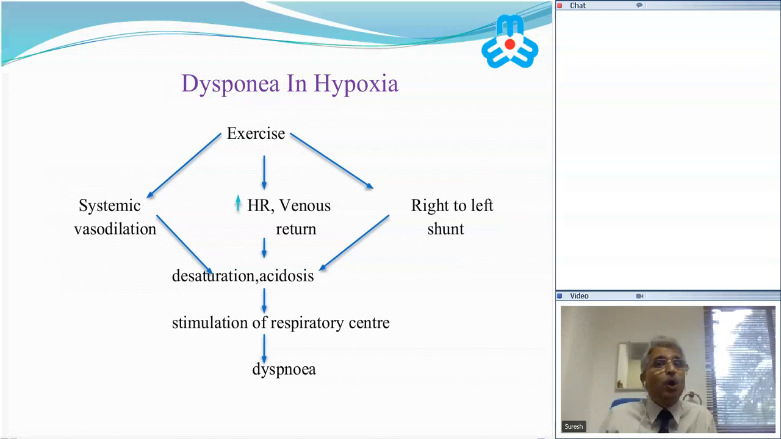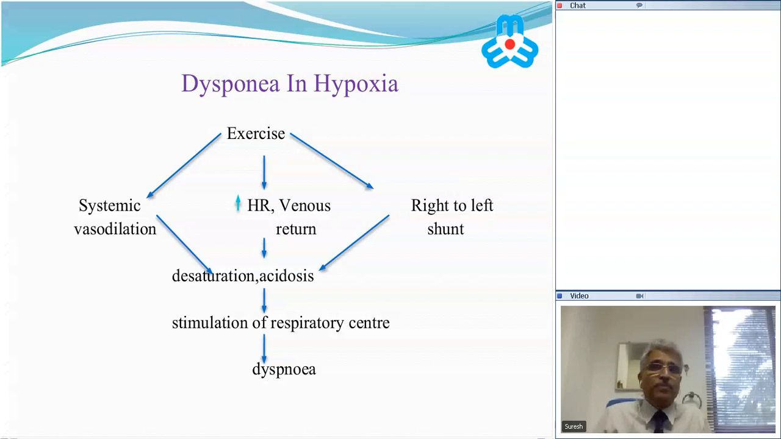This is all in the context of left heart failure. Remember, we have a different issue with hypoxia. With hypoxia, you have exercise causing systemic vasodilatation. Exercise increases the heart rate and the venous return. All these contribute to the right to left shunt.